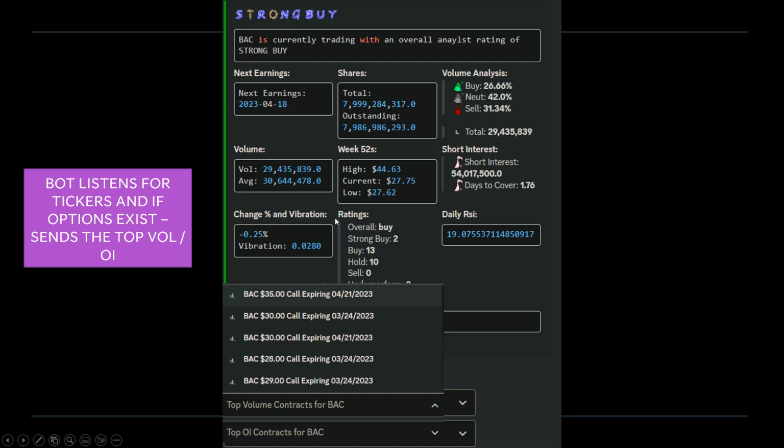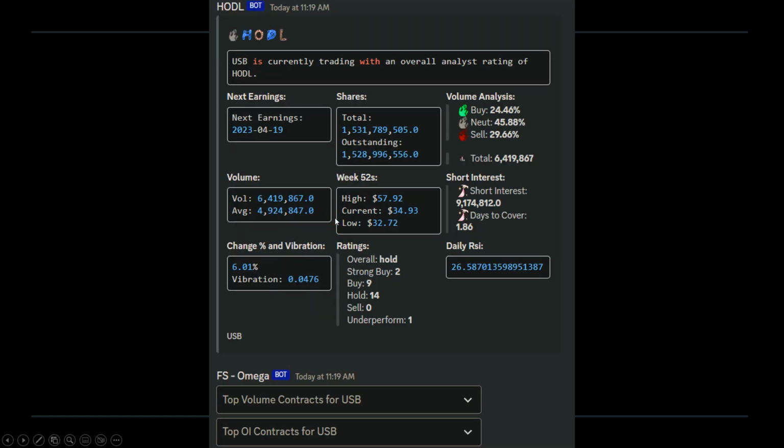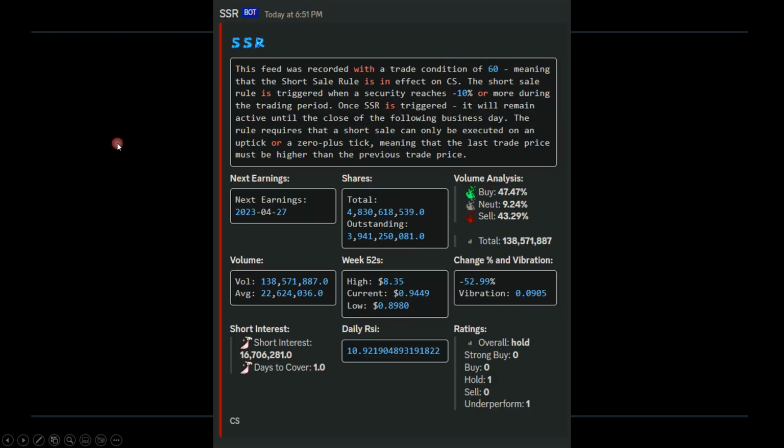Looks just like that. Next, we have the hold rating. Same thing as the buy rating, except this one has a primary overall rating of hold. And again, it scans for 20 or more analyst ratings, and as long as it has a hold on it, it will come in this channel. Again, you get the same data metrics: earnings, total versus outstanding shares, volume analysis, short interest, daily RSI, change percent, vibration, and the volume versus the average volume. So you can see here very easily that it's trading below average volume. Next earnings 4/19. Overall hold rating, then you've got the top contracts if you want to look at those.